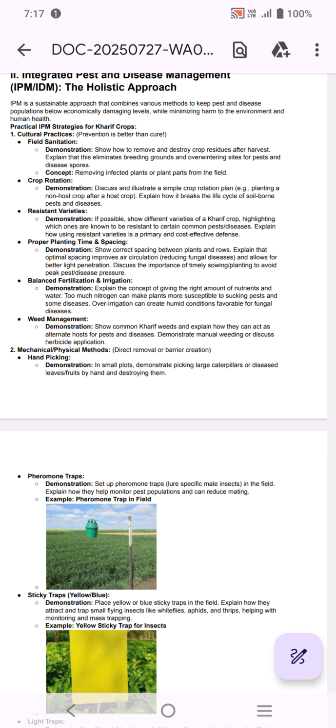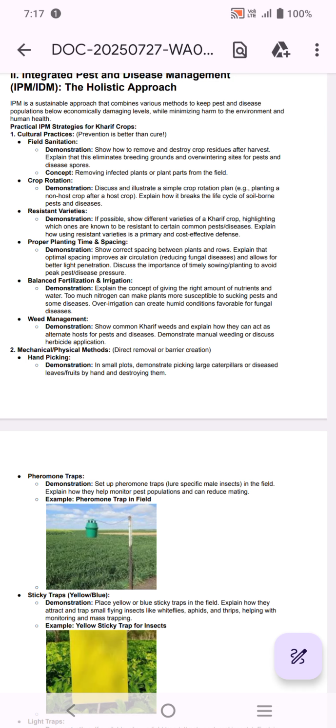Balanced fertilization and irrigation. Demonstration. Explain the concept of giving the right amount of nutrients and water. Too much nitrogen makes plants more susceptible to sucking pests and some diseases. Over-irrigation can create humid conditions favorable for fungal diseases.